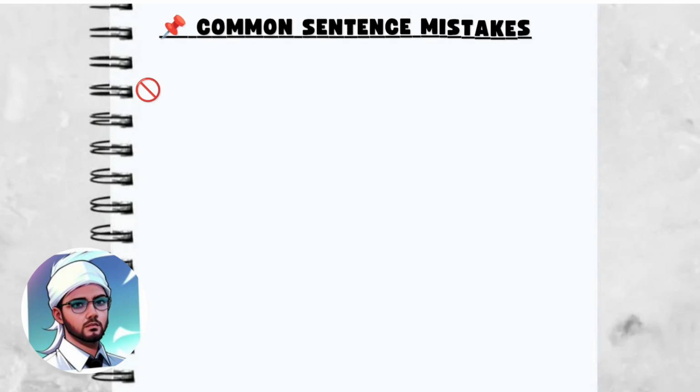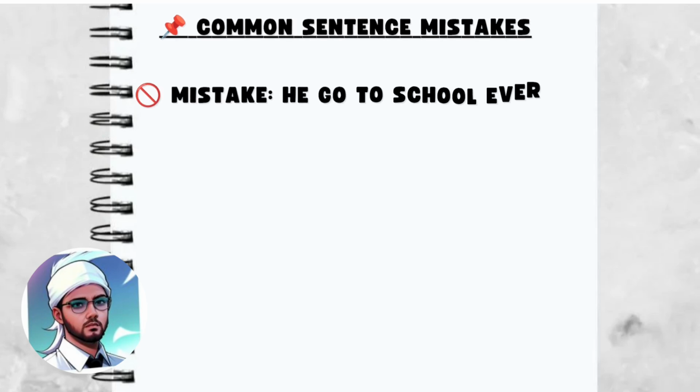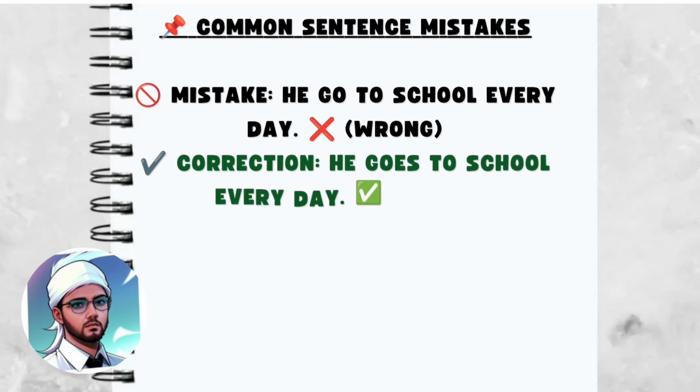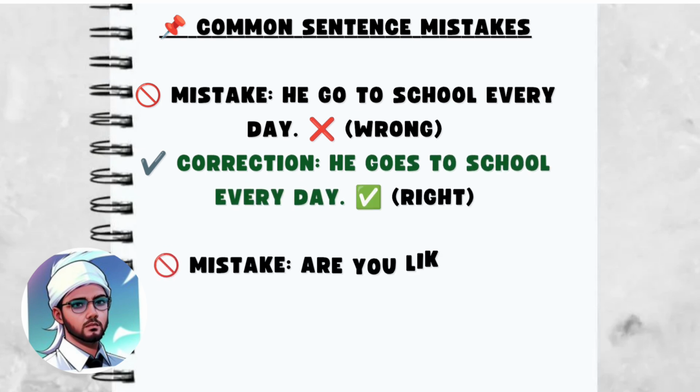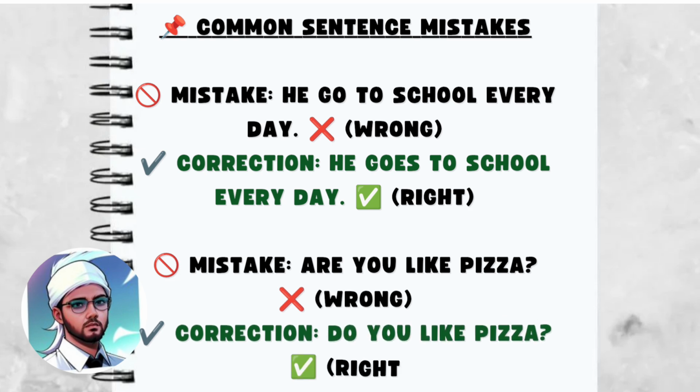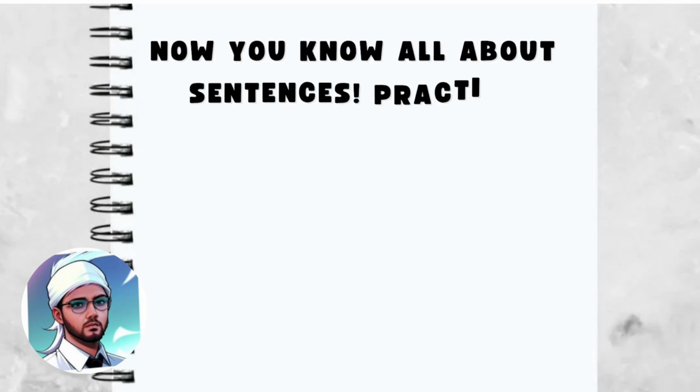Now let's talk about some common sentence mistakes. The first mistake is he go to school every day. It's a wrong sentence. The correct one is he goes to school every day. This is the right sentence. The second one is are you like pizza? This is wrong. The correction is do you like pizza? This is the right sentence. Now you know all about sentences.